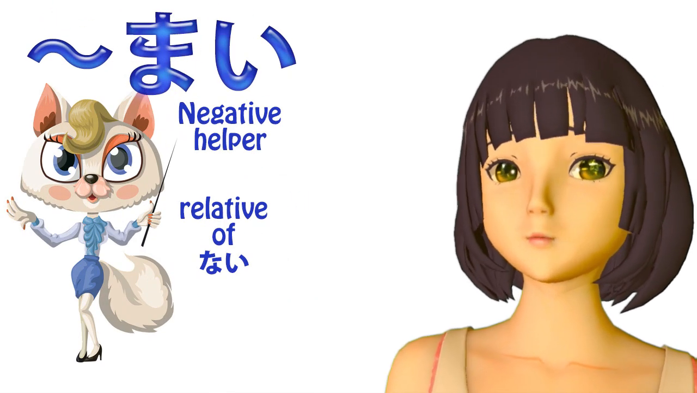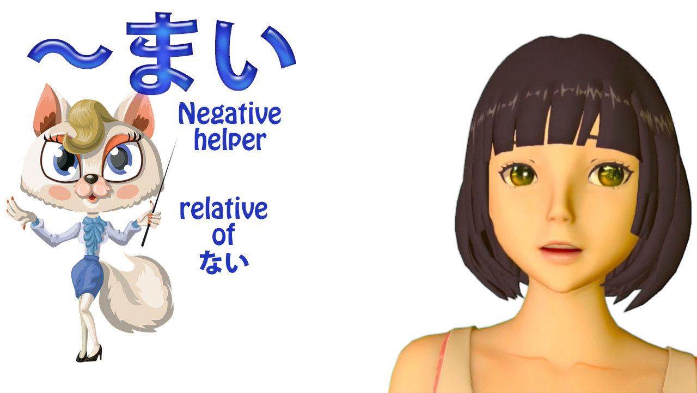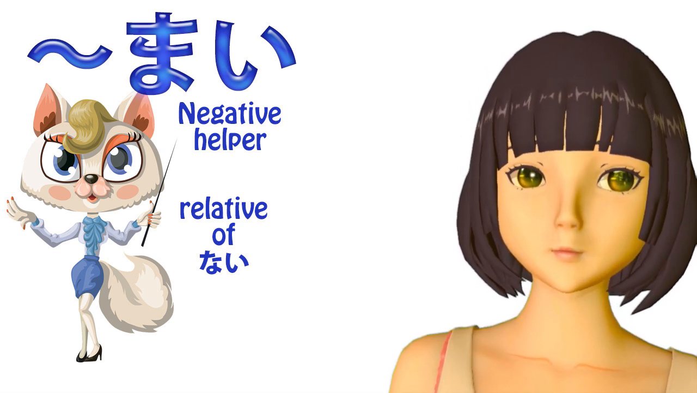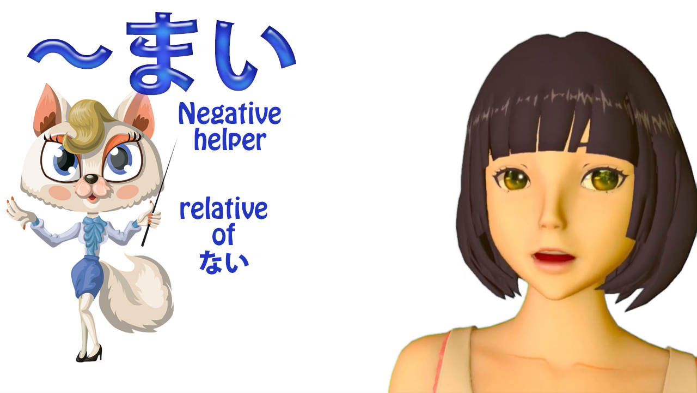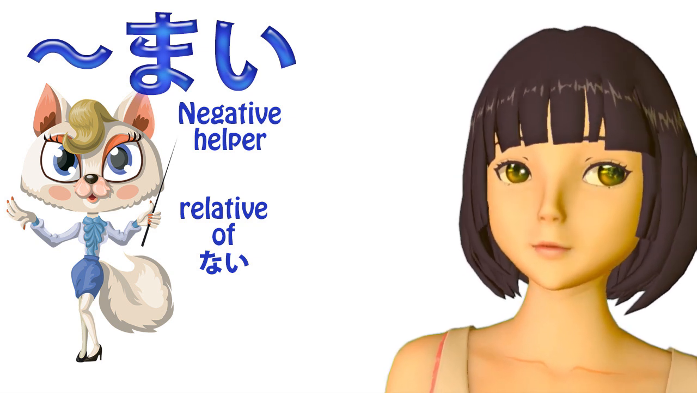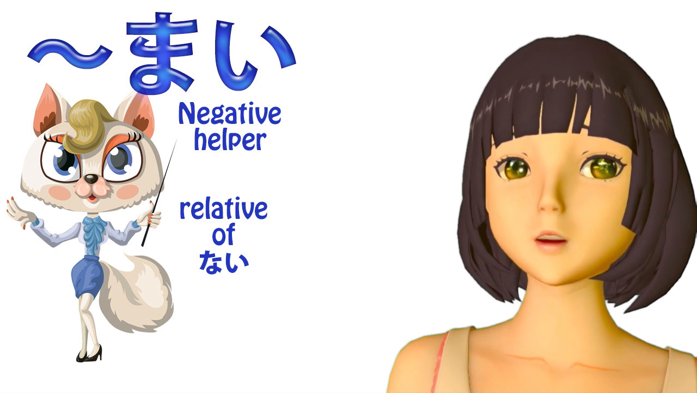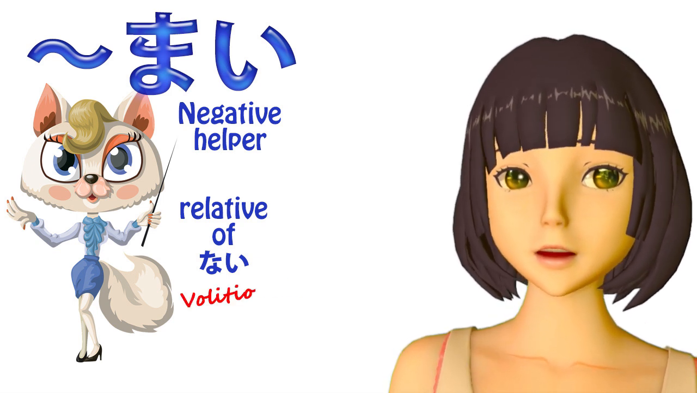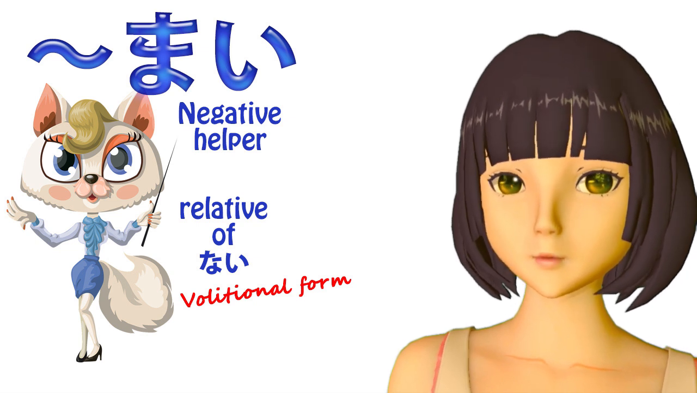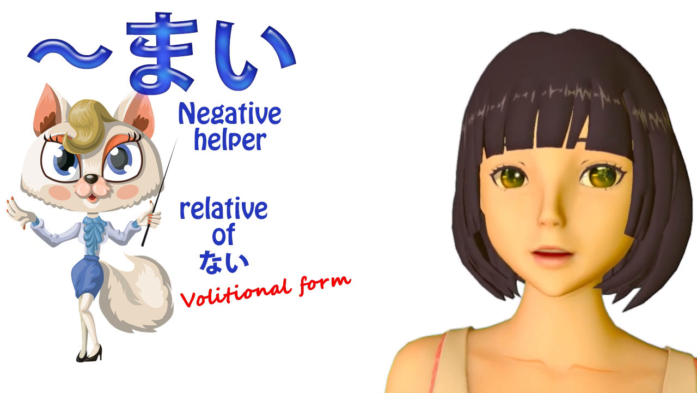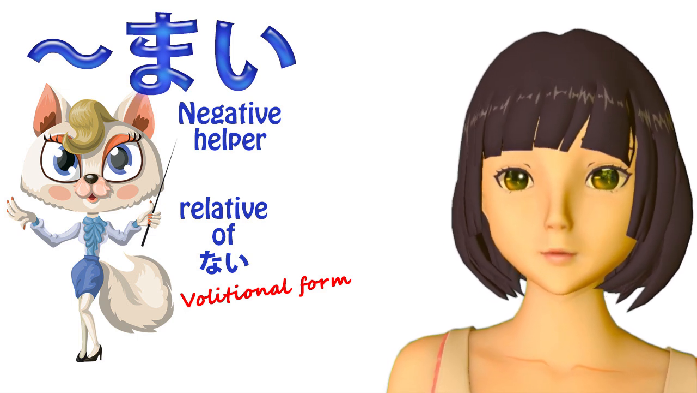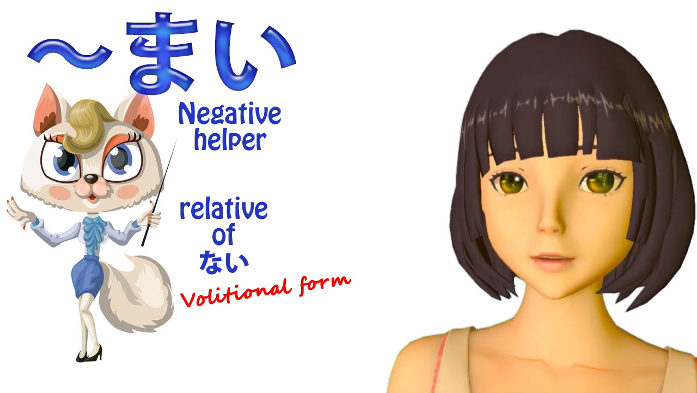So what is this mai? Well, it's really a sort of sister to the helper adjective nai, which is the negativizing adjective. What's the difference between mai and nai, apart from the way it attaches? Well, what mai actually is, is the volitional form. Now, adjectives don't usually have volitional forms, but in this case we do, and it has certain uses.